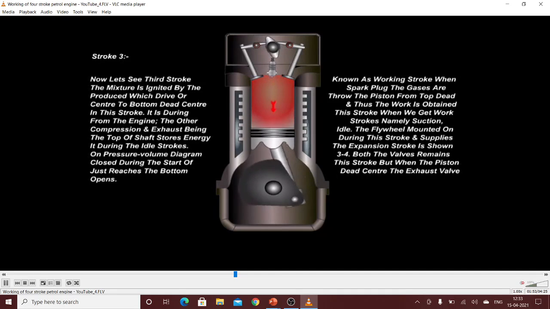You can see, due to this power the piston is moving again from TDC to BDC. So the third stroke is called the power stroke, or it is also called the combustion stroke, because in this stroke the burning of the air-fuel mixture takes place. And that power forces the piston from TDC to BDC.